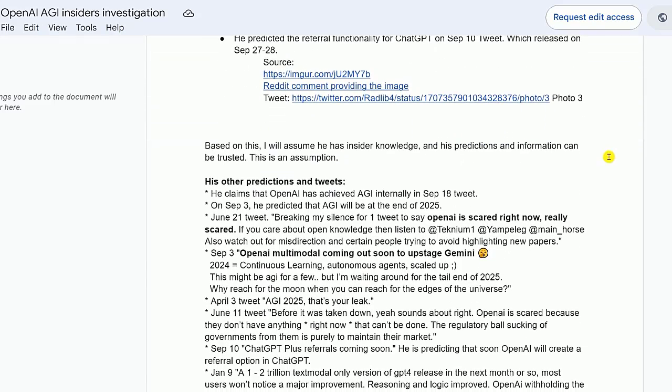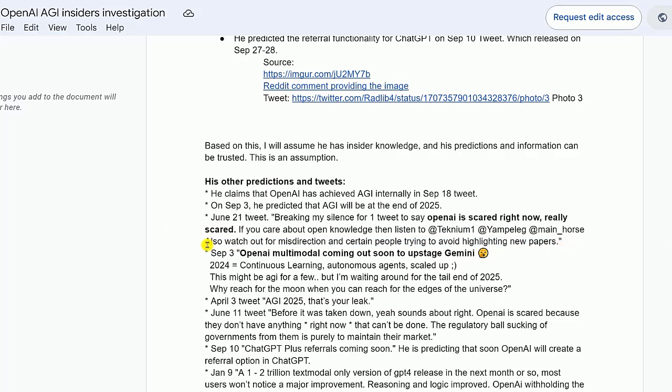Here are some of his other predictions and tweets. A recent one said that OpenAI has achieved AGI internally. This was on September 18th. He's saying that OpenAI is scared right now, really scared. Also, watch out for misdirection and certain people trying to avoid highlighting new papers.